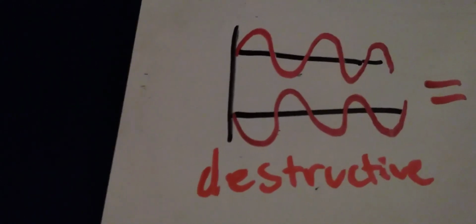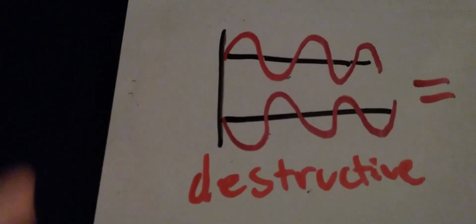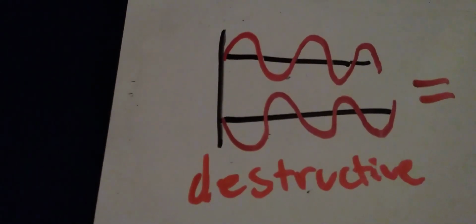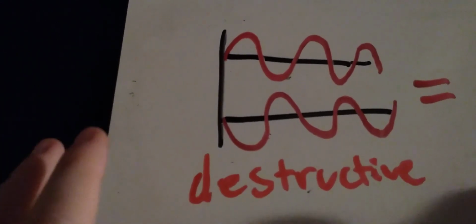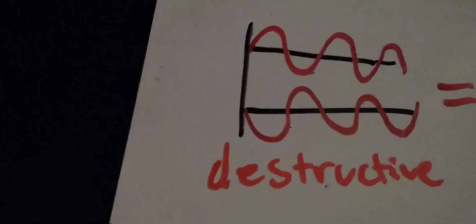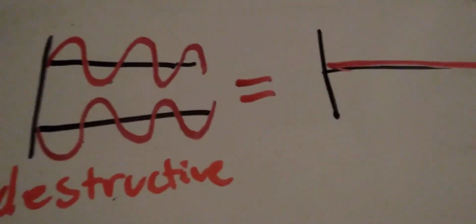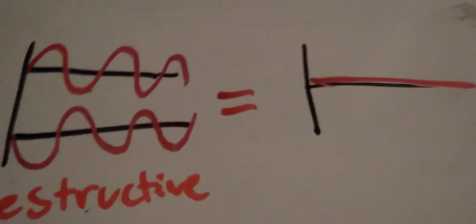In destructive wave interference, both of the waves are basically the opposites of each other. And when they interfere with each other, they cancel each other out and become zero, or the equilibrium.